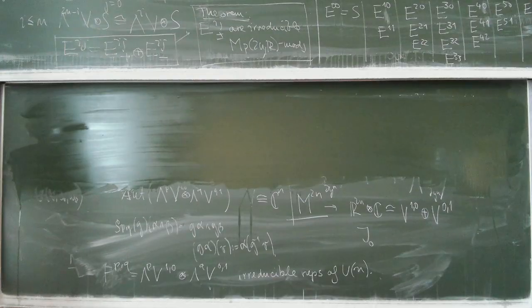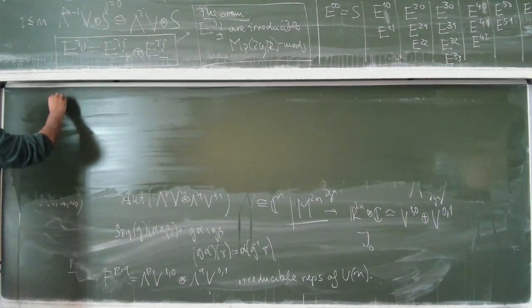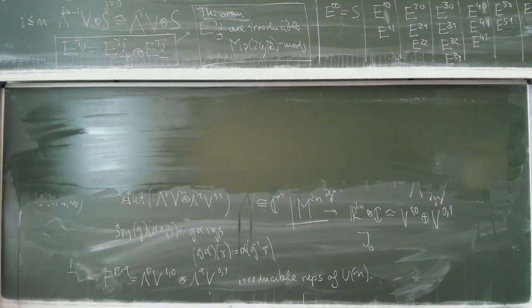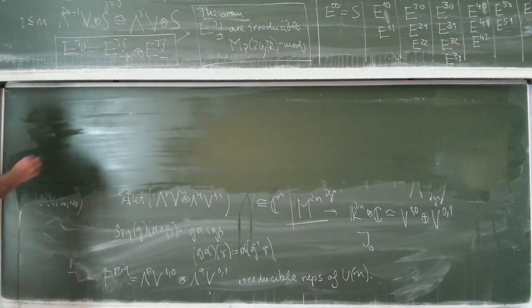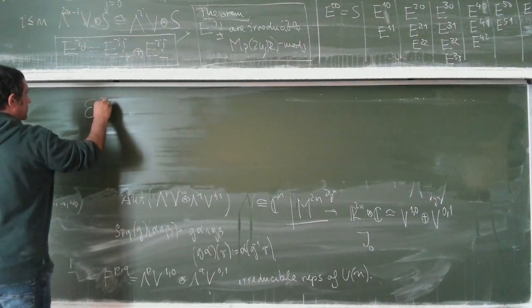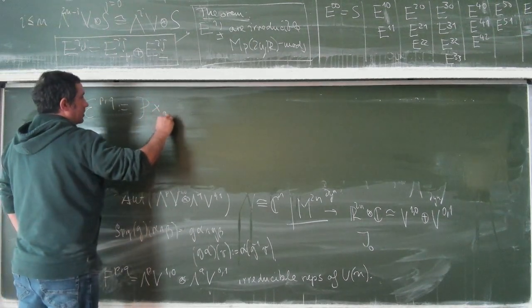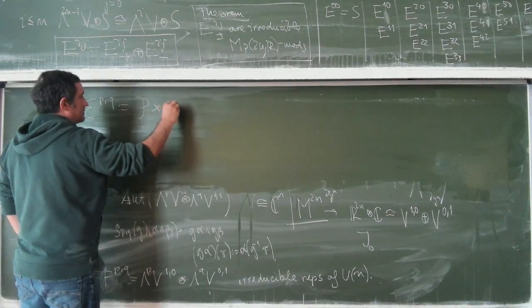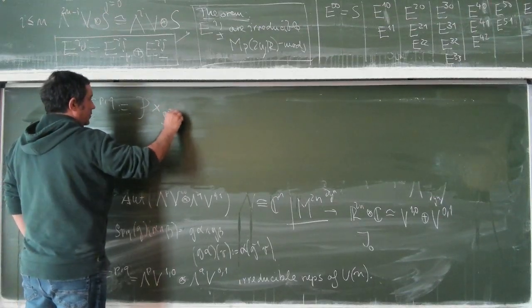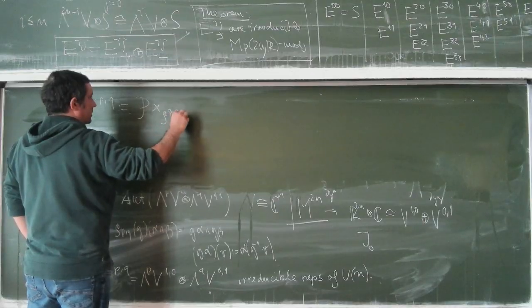So maybe, what can be done with this decomposition? Since it is a decomposition with respect to the structure group, it leads to associated bundles. So we can form again associated bundles, rho PQ, which I define.